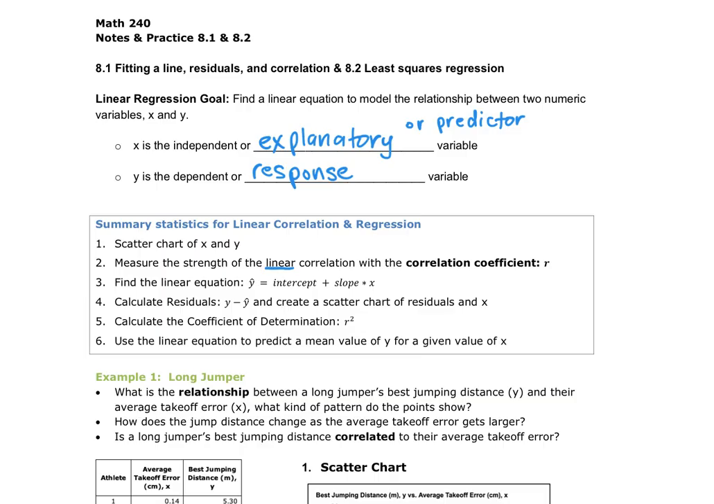Then we'll also calculate something called residuals. We will take the predicted value and find the difference from the actual data value for a given value of x. And then we'll create a scatter chart of those residuals and x. Also, we'll calculate something called the coefficient of determination, which is just the correlation coefficient r squared, and that has a particular meaning. And then finally, we're going to use the linear equation that we come up with to predict a mean value of y for a given value of x.